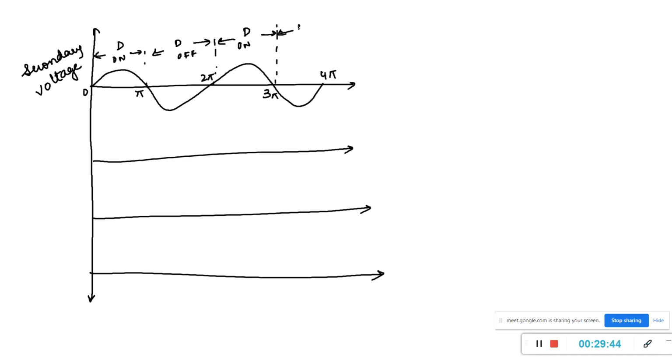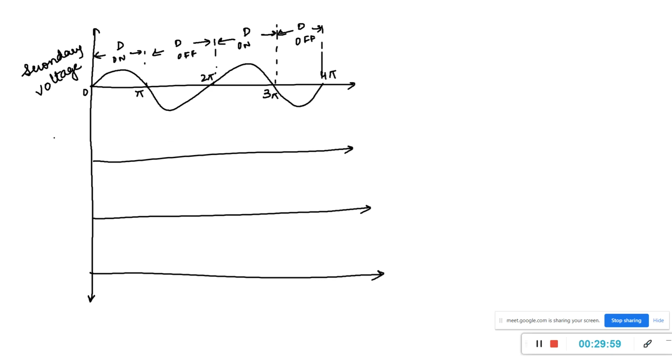So at this point the diode is off. Okay, so this is one complete cycle. 0 to 2 pi is one complete cycle. 2 pi to 4 pi is another complete cycle.